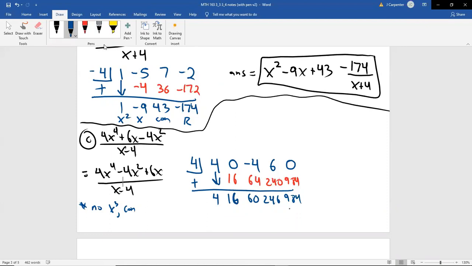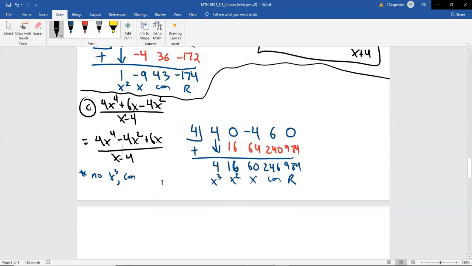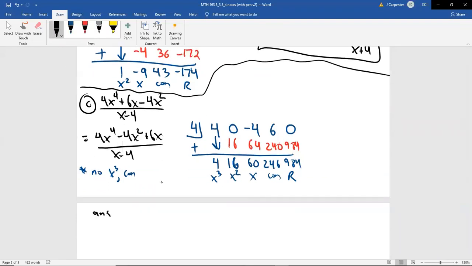And boom, we're done. So from right to left, that's the remainder, the constant, the coefficient of x, x squared, and x cubed. So our answer, let me just put it a little below, would be 4x cubed plus 16x squared plus 60x plus 246 plus 984 all over the original denominator, which is x minus 4.